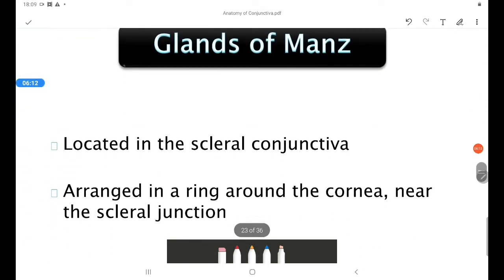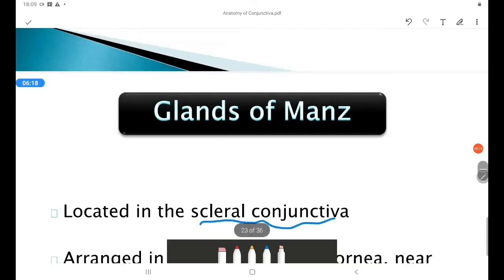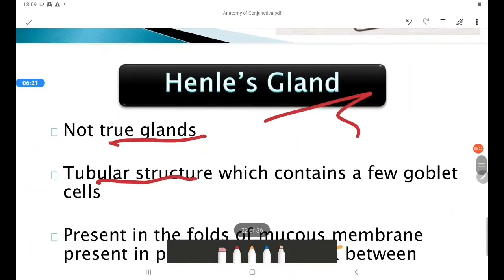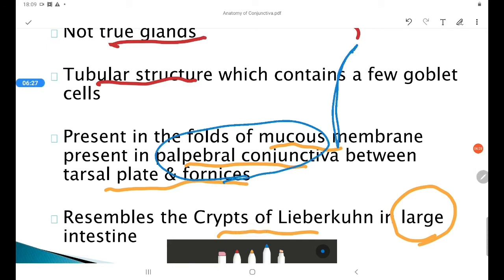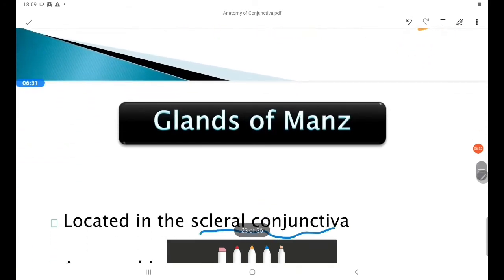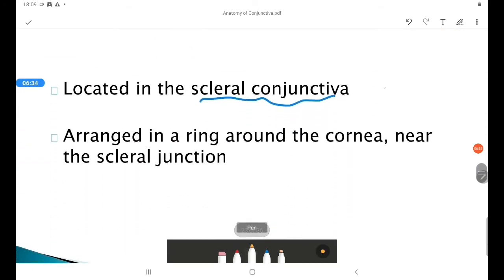A little more about the glands of Manz is that they are located in the scleral conjunctiva. So the Henle's gland is present in the palpebral conjunctiva, that is in front, and the Manz is present on the scleral conjunctiva, on the globe, and it is arranged in a ring-like fashion around the cornea.